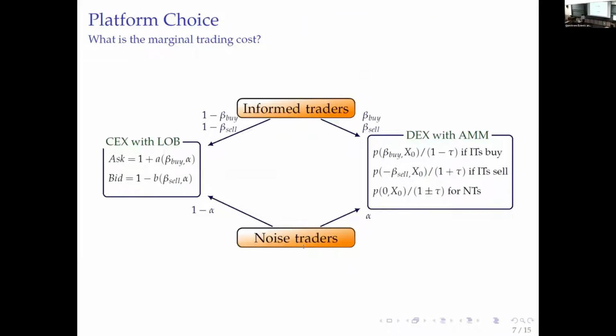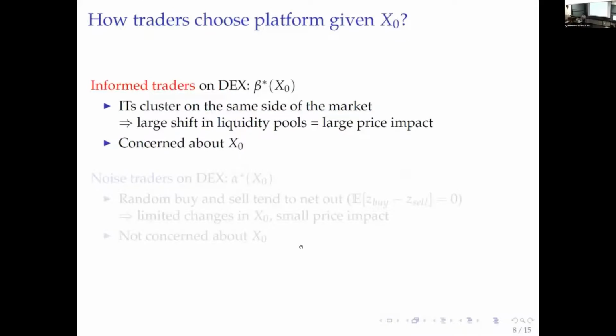All right, so we pin down the price on a centralized limit order market, and also we pin down the prices on a decentralized automated market. We also have to incorporate some fees, okay, and they're going to be differentiated between these two. Okay, so as I said, first, I analyze how traders are going to decide on their trading platform given liquidity on a DX.